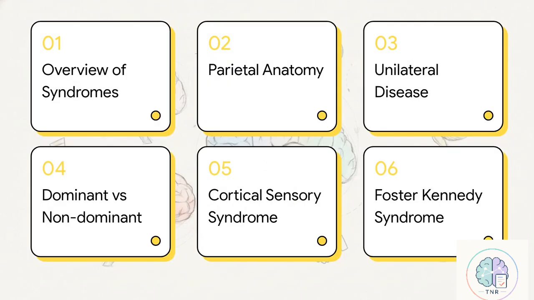We've got a fantastic, highly detailed roadmap for you today. We'll start with a broad overview of brain syndromes, dive deep into the anatomy and physiology of the parietal lobe, and then unpack unilateral parietal disease, dominant versus non-dominant syndromes, cortical sensory and Anton-Babinski syndromes, and finally, we'll wrap up the whole shebang with Foster-Kennedy syndrome.